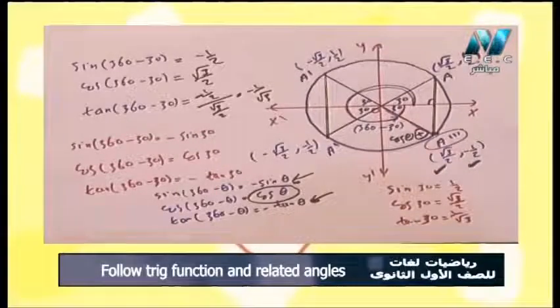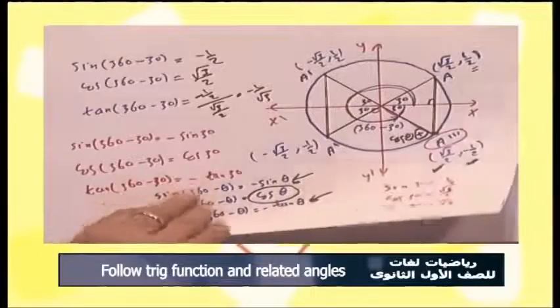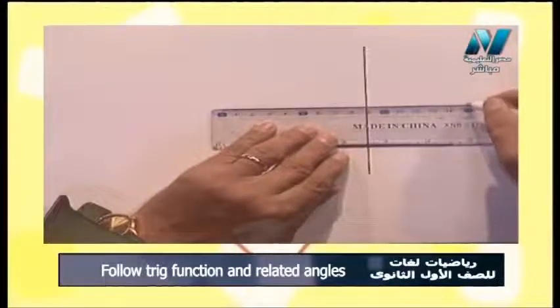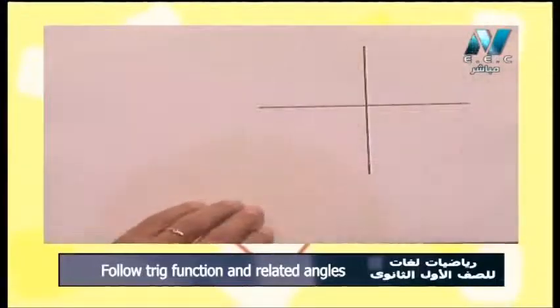So we can conclude these answers in the quadrants. We will draw the quadrants here, my dear students, and conclude which trig functions are positive and which are negative in the first, second, third, and fourth quadrant. So concentrate with me. We have the 4 quadrants here, x-axis and y-axis also, like that.